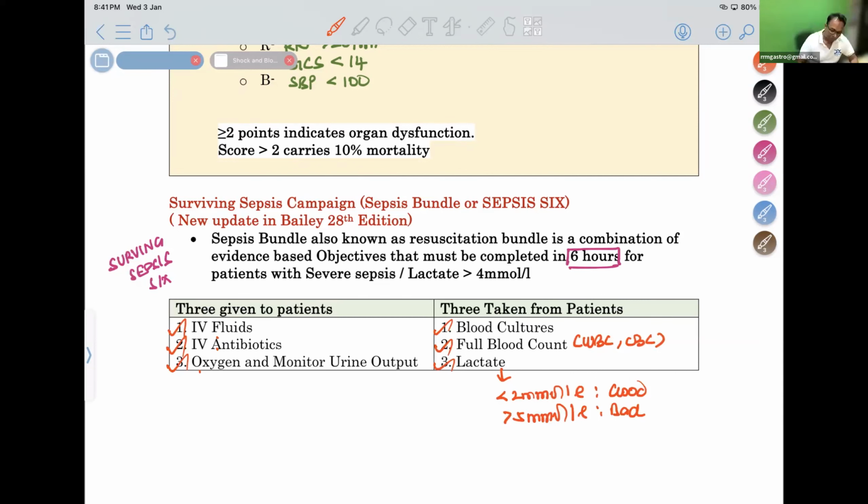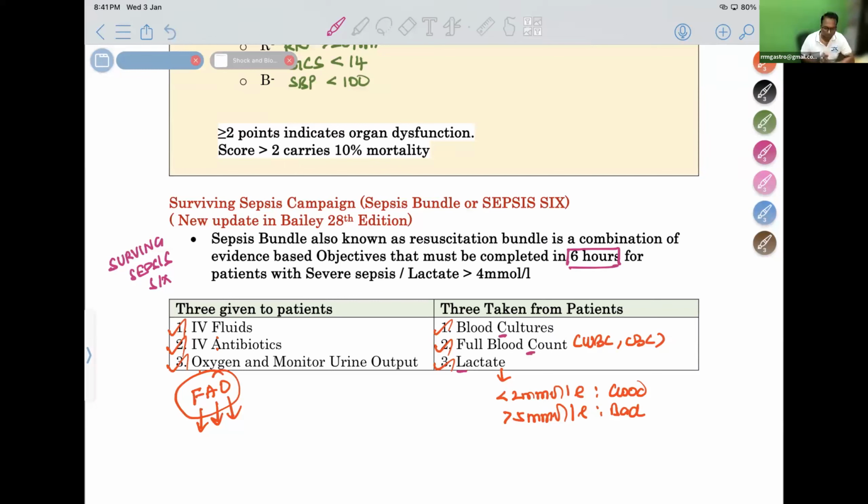So please don't forget what are the 3 given to the patient. FAO is given to the patient: fluid, antibiotics, oxygen. And what is taken from the patient? You should take blood count, blood culture, and serum lactate. So what are the 3 things? Culture, count, and lactate are taken from the patient.